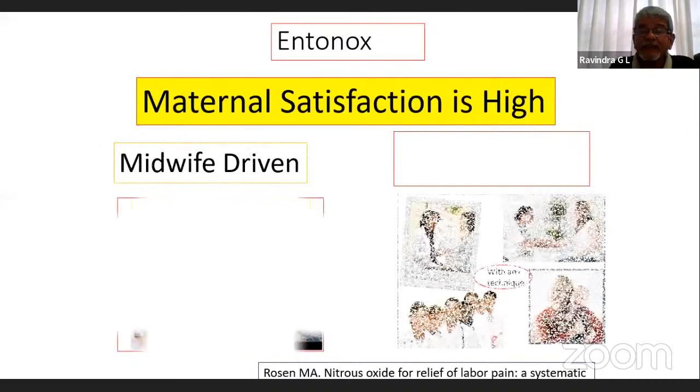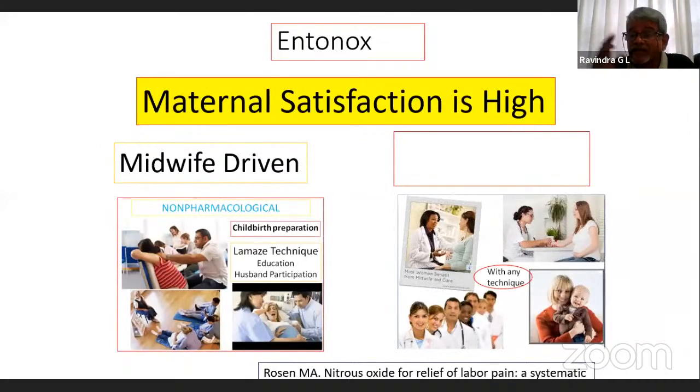The reason is that Entonox is being used by the midwives. And the midwife, after giving the labor analgesia, stays there by the side and keeps talking to the mother. And this one-to-one contact is what gives them a very good maternal satisfaction. So it is not the quality of the Entonox, but it is the presence of the person who is administering it all through the labor and giving her support. So same thing if it is done with epidural labor analgesia, probably the maternal satisfaction will be 100%.